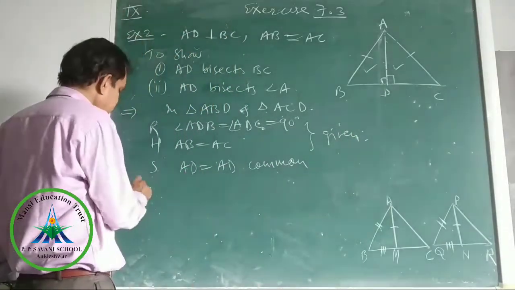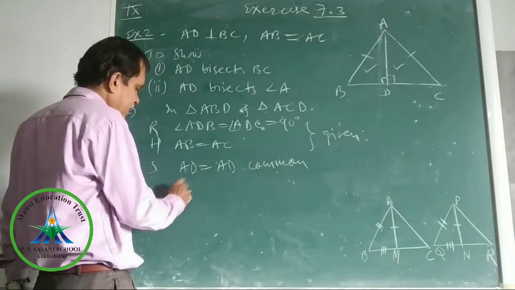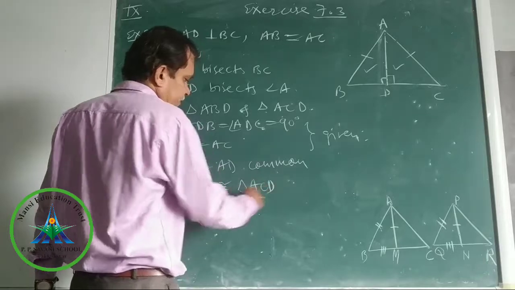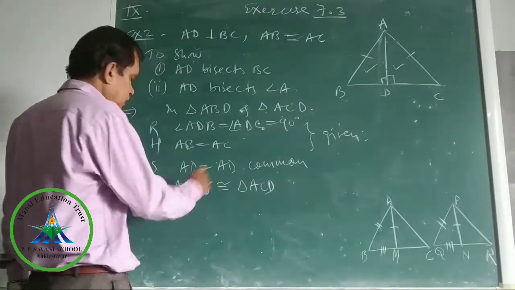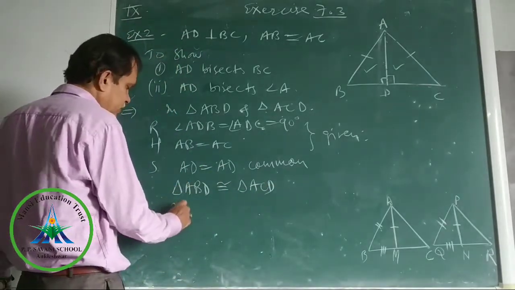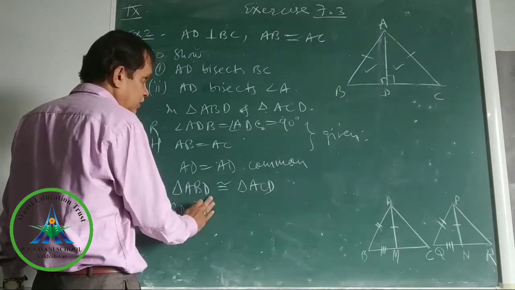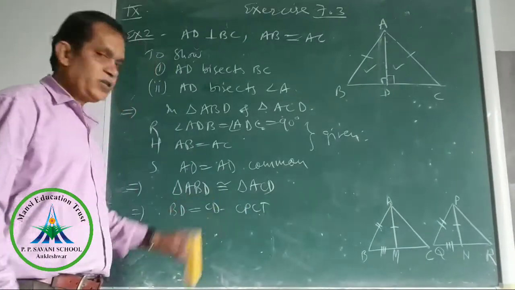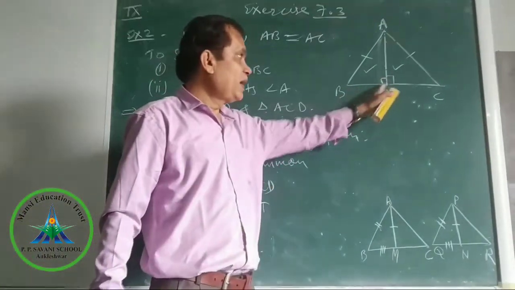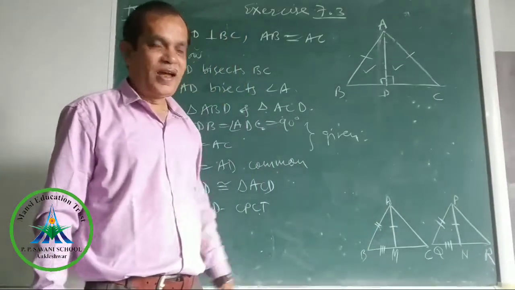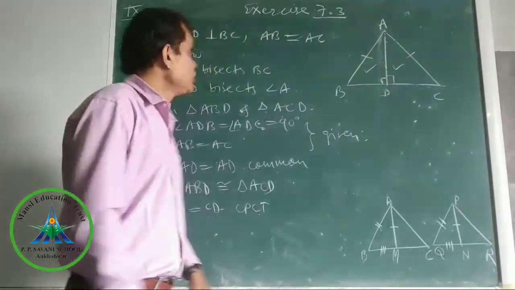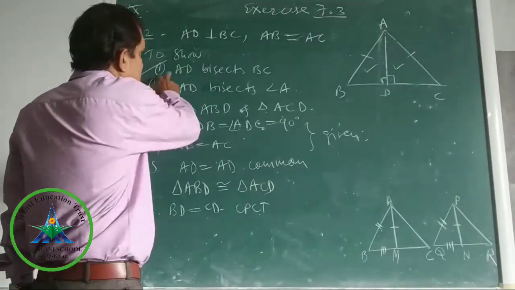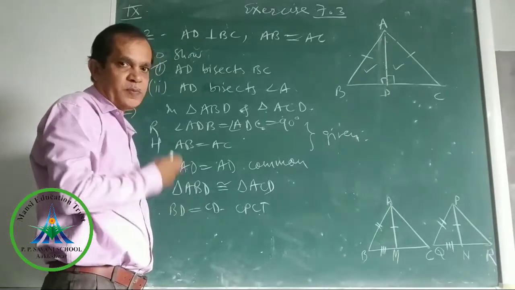Right? Then see, this implies triangle ABD congruent triangle ACD. Okay? Implies what? BD equal to CD. And BD equal to CD means point D bisects BC. And AD is already perpendicular. So, see, AD is perpendicular to BC and bisects BC. First part over.